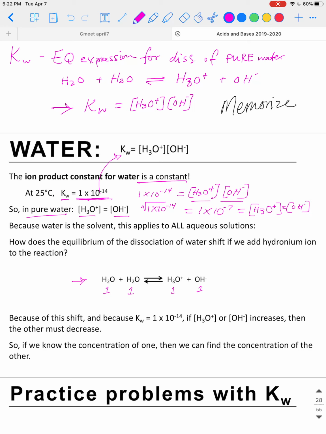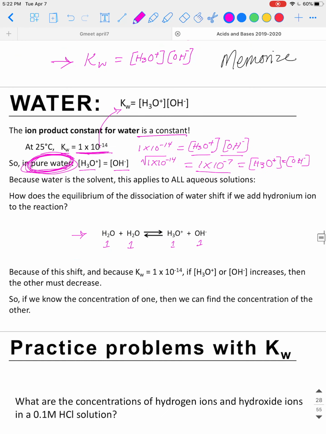in pure water. Remember, I'm going to circle this 100 times. This is only for pure water, all right? But this is the concentration of these things for pure water.